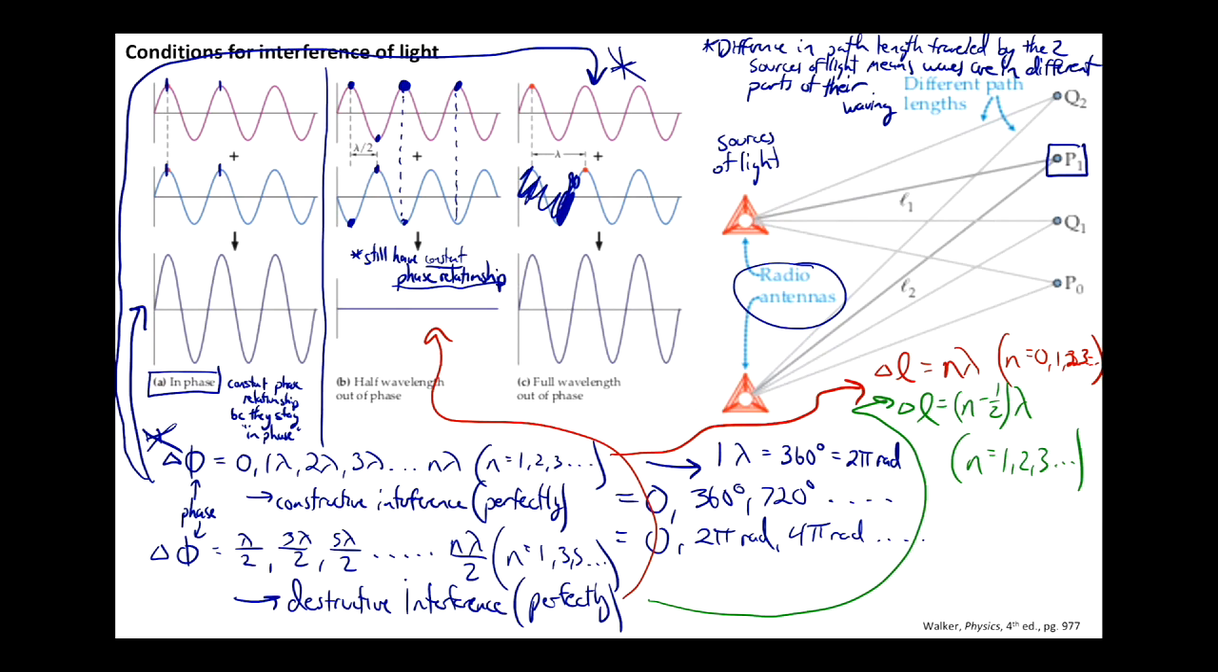So this tells me what has to happen to get constructive or destructive interference perfectly between two waves. This connects it to a distance traveled, and how much difference in that distance we have gives us either constructive or destructive interference.